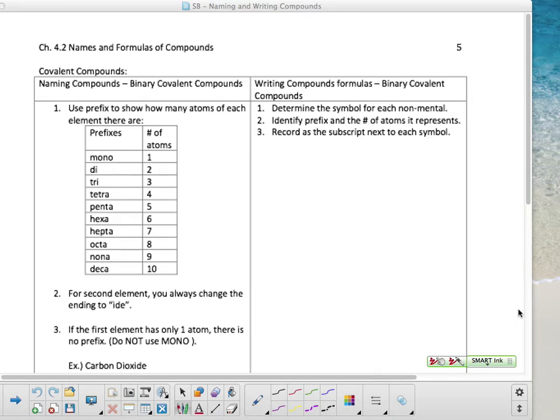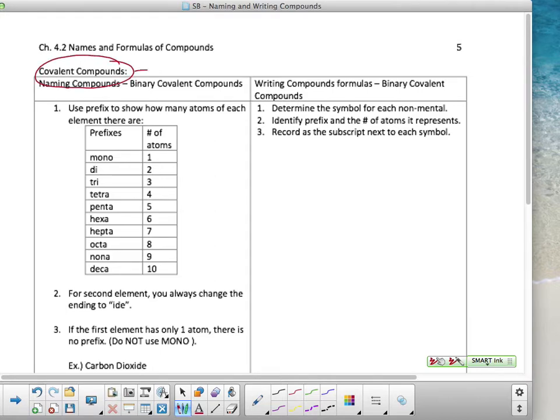So in this lesson, what we're looking at is writing and naming covalent bonds. Before, we've looked at ionic bonds, where we have a bond occurring between a metal and a non-metal. So it's going to be the left side of our periodic table and our right side. On this one, we're now looking at our covalent bonds.